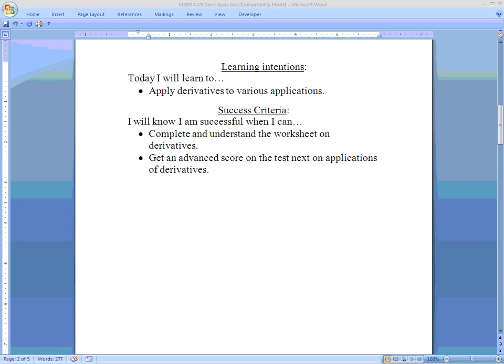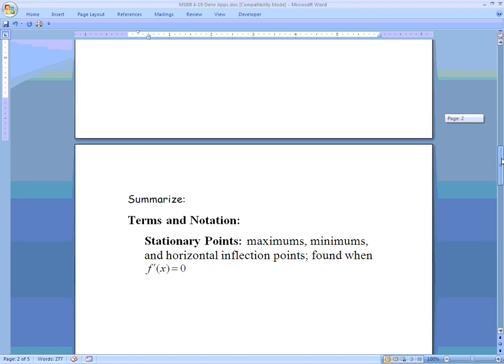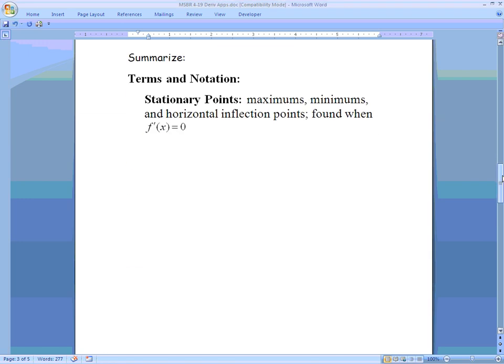Today we're going to be talking more about derivatives, specifically applying derivatives to various applications. For applications of derivatives, we're trying to use real-world situations, or at least slightly more real-world, to show how we can actually use our knowledge of derivatives, slopes, maximums, minimums, and things like that in a more real-life application. So what we need to keep in mind is, once again, derivatives are slope.